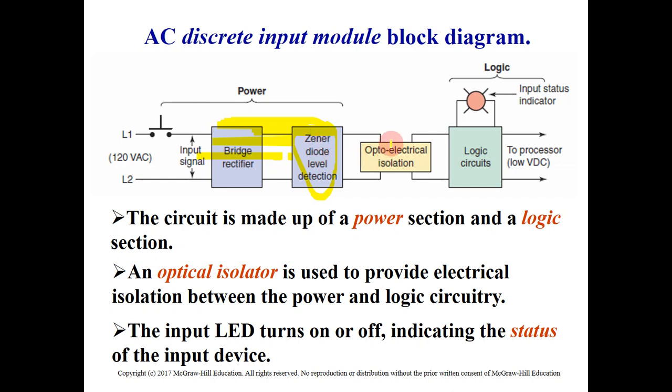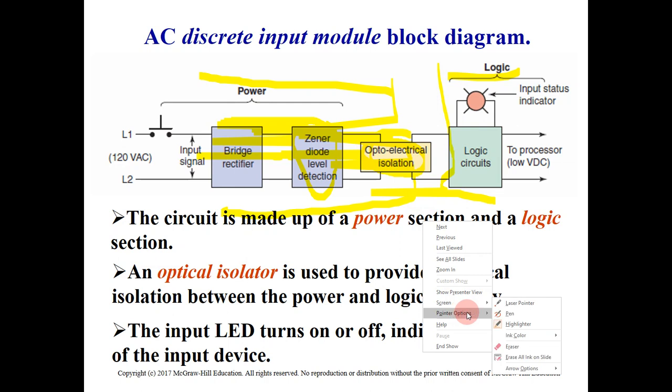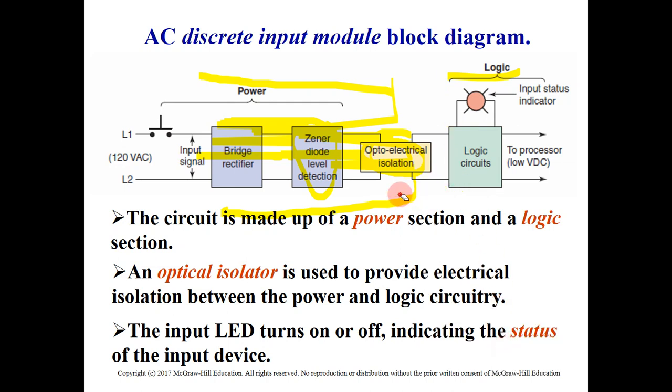Okay, and here we have also opto electrical isolation. Also, it's used to isolate between the electrical part, this we call the electrical part of the circuit, and the logical part. This is the logical part. The logical part is the part which is before the controller.